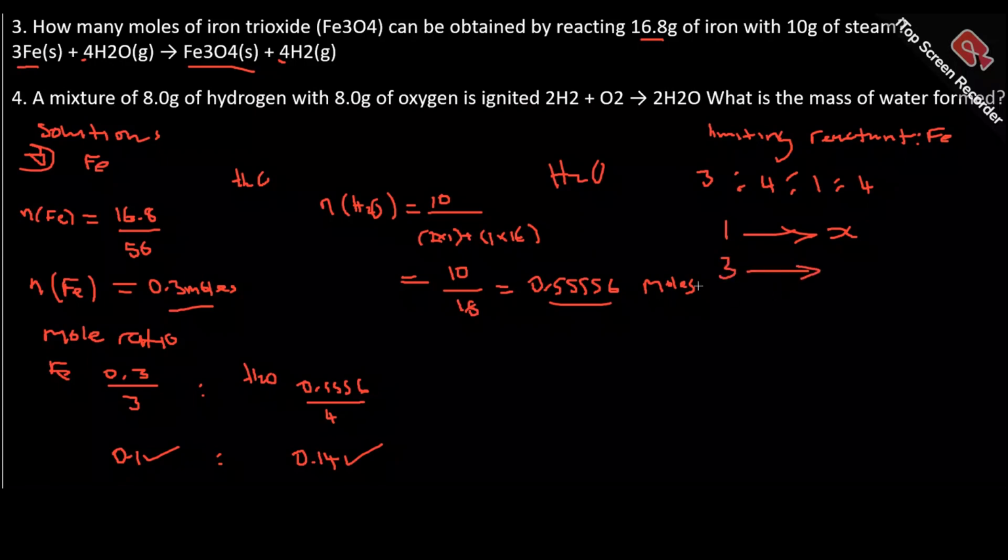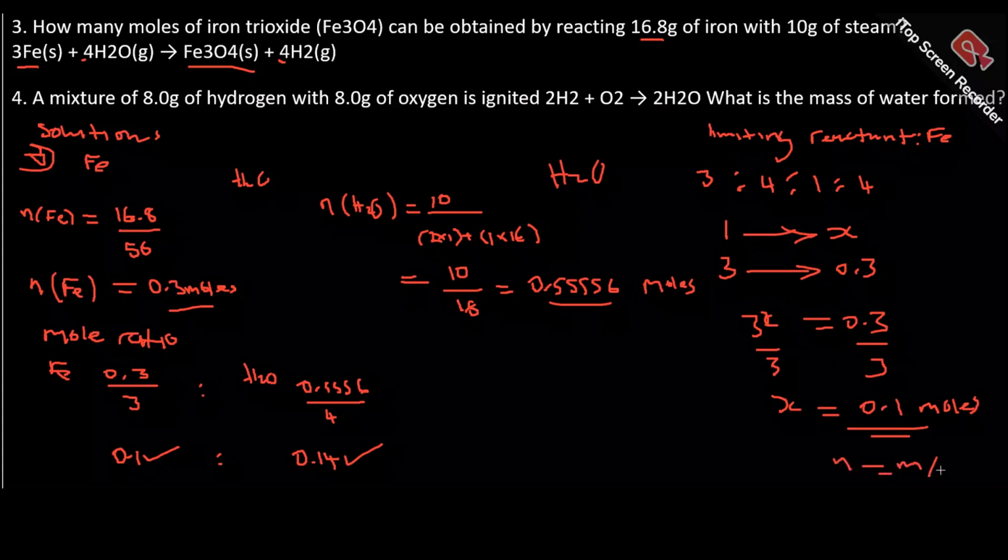What is the number of moles of iron? So you don't use the mole ratio. You don't use these guys. You use the number of moles that you calculated here. That is 0.3. Then you do the cross multiplication, you're going to have 3x is equal to 0.3. When you divide this side, you're going to have x being equal to what? 0.1 moles. So if you were told to find the mass, you could have just used number of moles is equal to mass over molar mass. Then you use the number of moles that you have found here to calculate the mass.